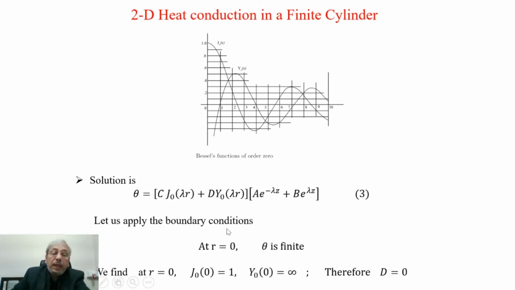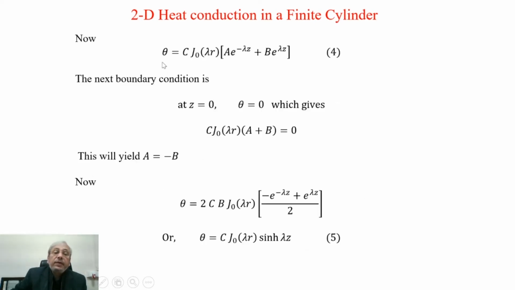Now, we will start applying boundary conditions. The first boundary condition we will apply at r equal to 0, where we know theta is finite. Now, in this solution, Bessel's function of first kind of order 0 and Bessel's function of second kind of order 0, we know that when the argument is 0, J naught is 1. But when the argument is 0, Y naught is infinity. So in order to accommodate this condition that Y naught 0 equals infinity, we have to make d equal to 0. So we evaluate d.